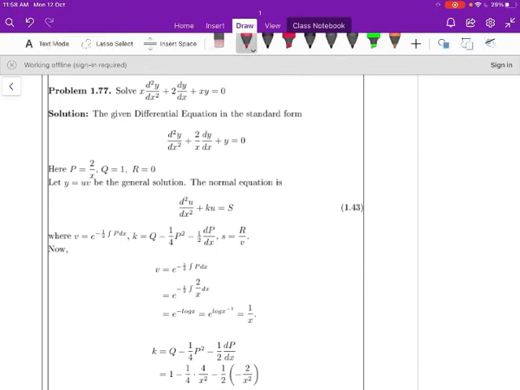Now let us take another problem. Solve x into d square y by dx square plus 2 into dy by dx plus xy is equal to 0. Are you able to solve this as a Cauchy equation? No, we cannot solve through Cauchy, because here the second order derivative has a degree of x equal to 1, and the first order derivative has no x at all.